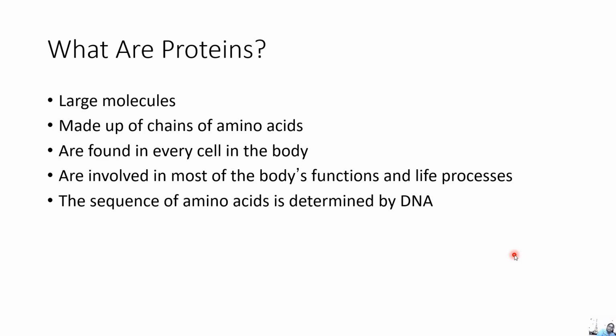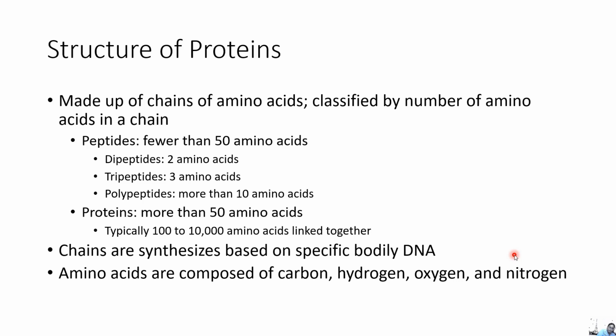The sequence of amino acids is determined by DNA. The structure of proteins is made up of chains of amino acids, classified by the number of amino acids in a chain. So peptides can be fewer than 50 amino acids, dipeptides 2 amino acids, tripeptides 3 amino acids, and proteins can be more than 50 amino acids.